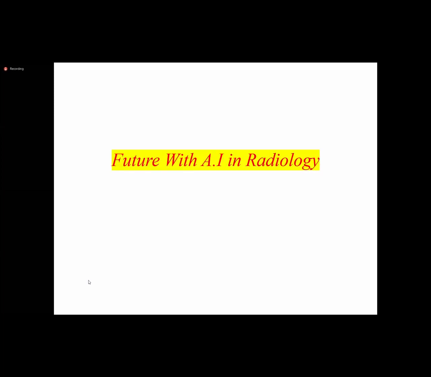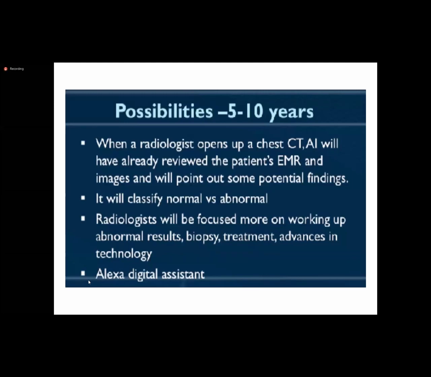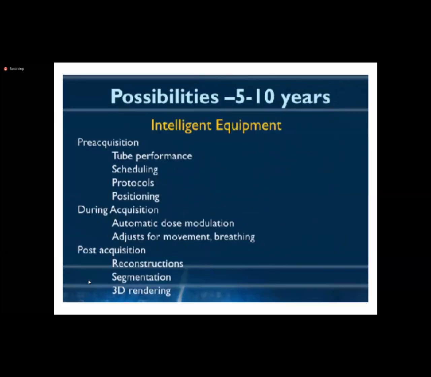So what is the future with AI? The future with AI in the radiology department, I can say, is that when the radiologist opens up a chest CT, AI will have already reviewed the patient's emergency medical records and images and will point out some potential findings. The system will automatically give us the specific basic results of the patient's data set and mark the abnormal results, and this is going to help the radiologist. It will classify normal and abnormal structures. Radiologists will be focused more on working up the abnormal results, biopsy treatments, and advanced technologies, and Alexa kind of equipment can get digital assistance also.